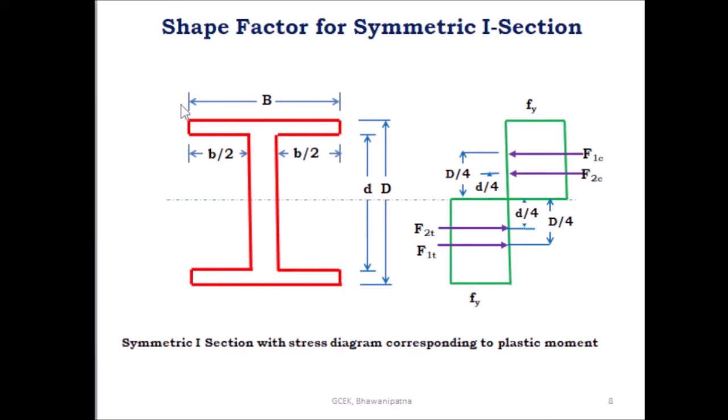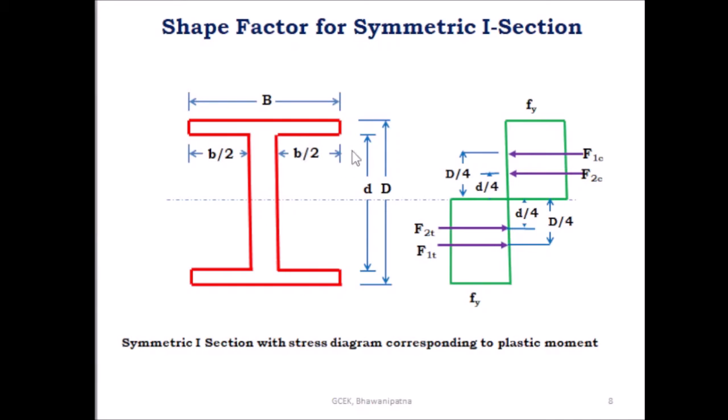You take one rectangle and this hollow portion, this is B by 2 and this is B by 2 and this portion is small d. So you take this hollow portion, the width is b and the depth is small d. This is one rectangular portion. From this larger rectangle, you have to deduct the smaller rectangle. Then you will find out the shape factor.